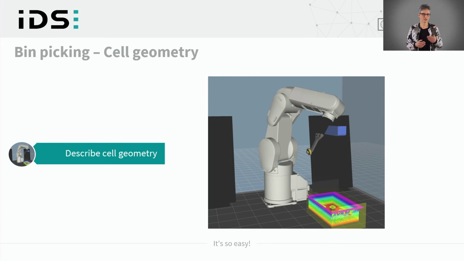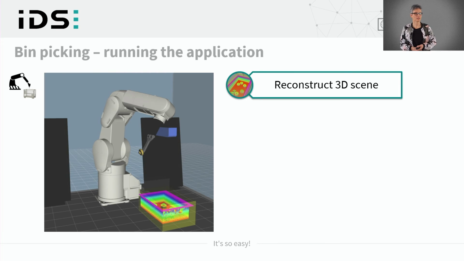And these 3 steps, the hand-eye calibration, defining of the grasp positions, and describing the cell geometry, are things you have to do only once before starting the system. And so it's saved and stored in software, and then when running the application, this data is used. Now we have a look at the running application. So what's the job of the vision system in the running application?